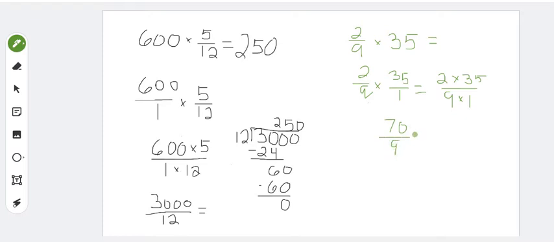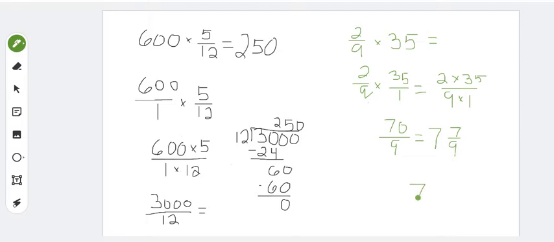Again, I'm going to reduce this. I cannot leave it like this. I know that 9 goes into 70 7 times. And 9 times 7 is 63. And 70 minus 63 is 7. So that'd be 7 and 7/9.